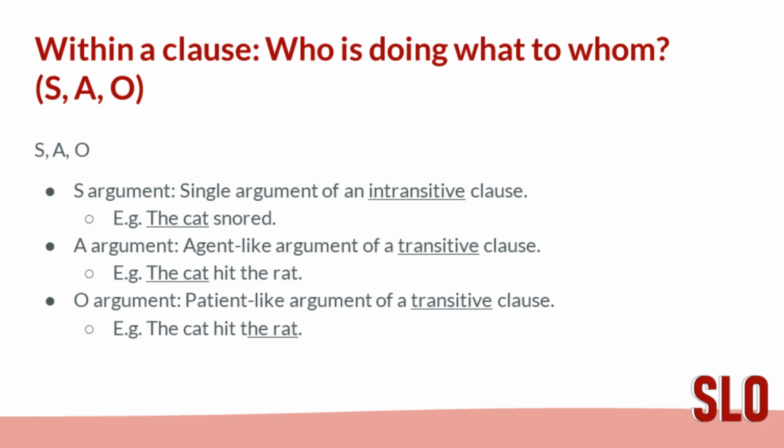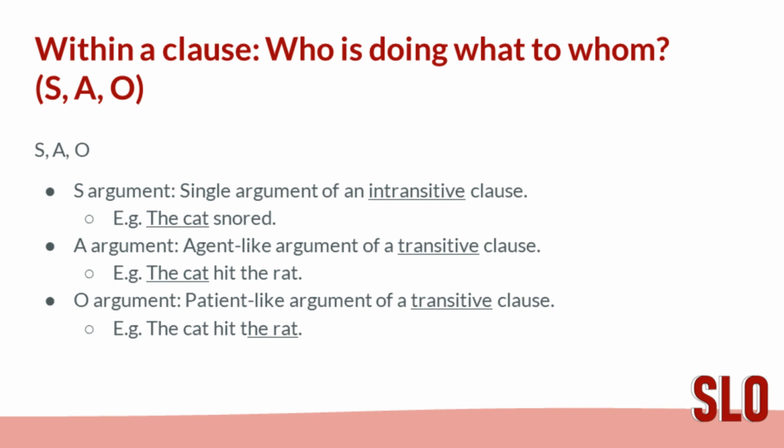S refers to the single argument of an intransitive clause. In the sentence, the cat snored, S refers to the cat. A refers to the agent-like argument of a transitive clause. In the sentence, the cat hit the rat, A refers to the cat, who is doing something just like an agent. O refers to the patient-like argument of a transitive clause.